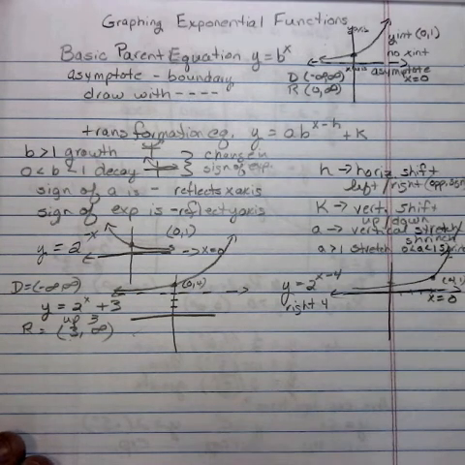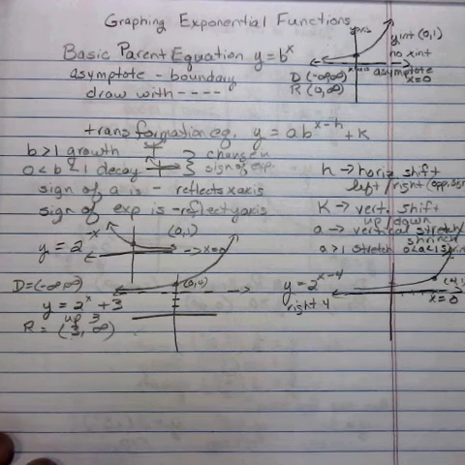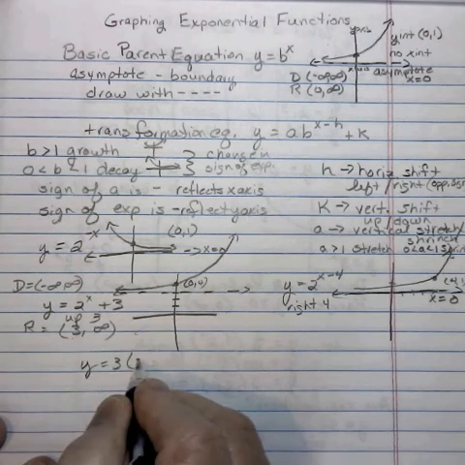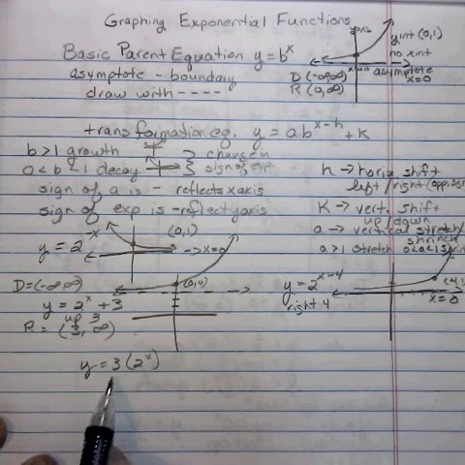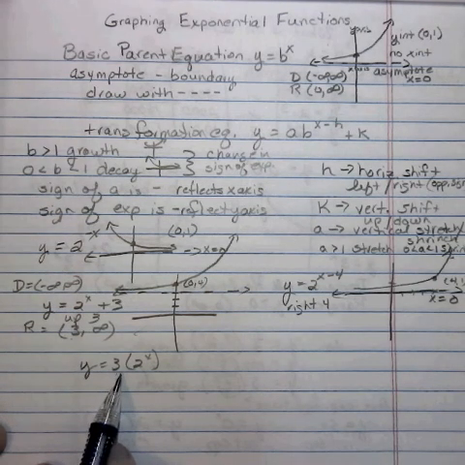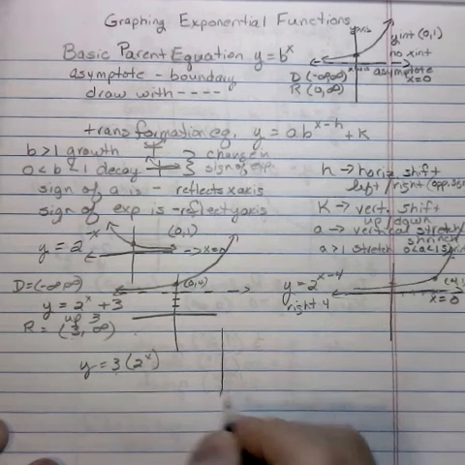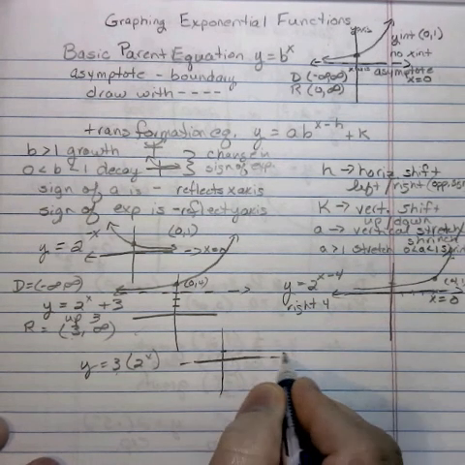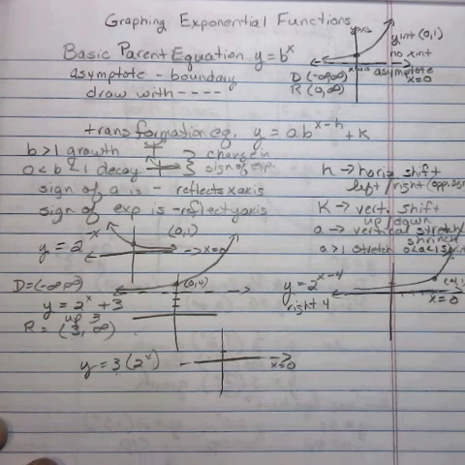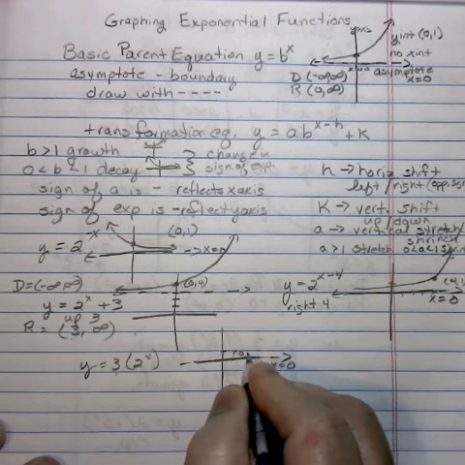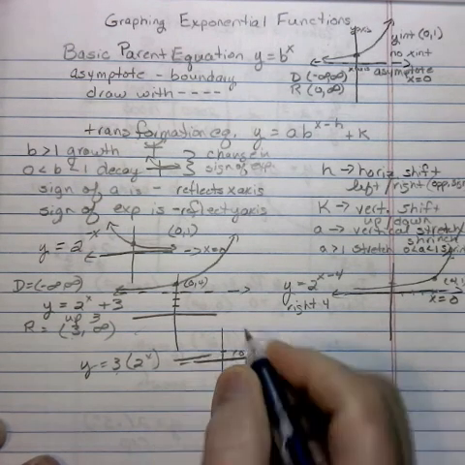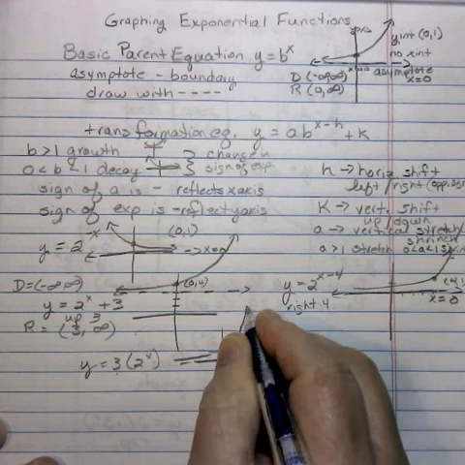Now for our last little bit, let's look at a stretch before we finish up. We have y equals 3 times 2 to the x. That number being bigger than 1 is going to make our graph stretch. Our asymptote still is at x equals 0. It's still going to go through our point (0, 1) for the y-intercept, but that stretch is going to make it rise much quicker.